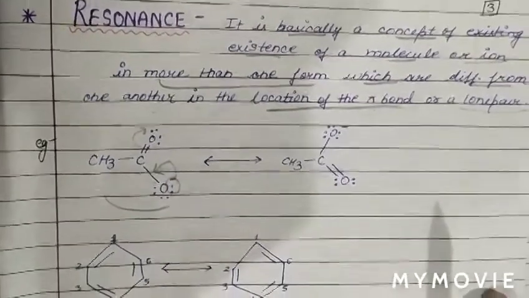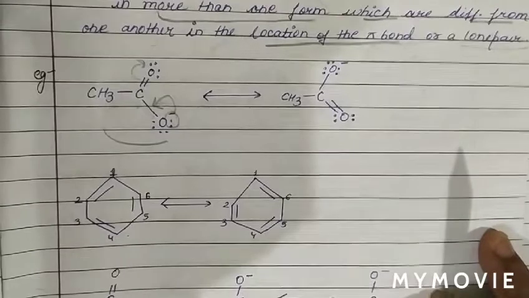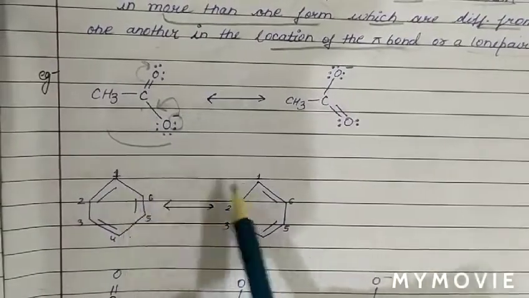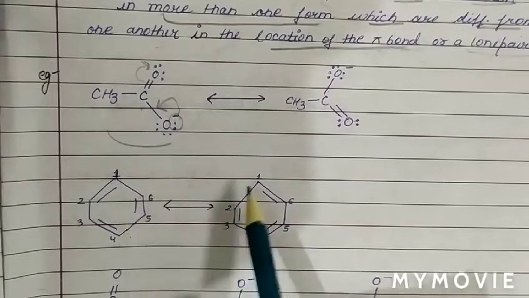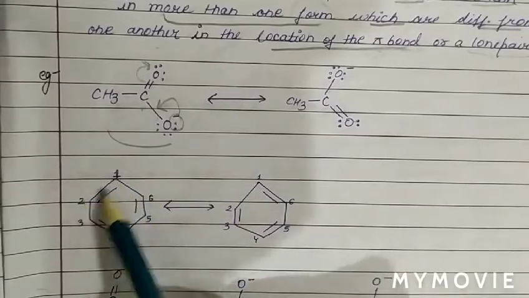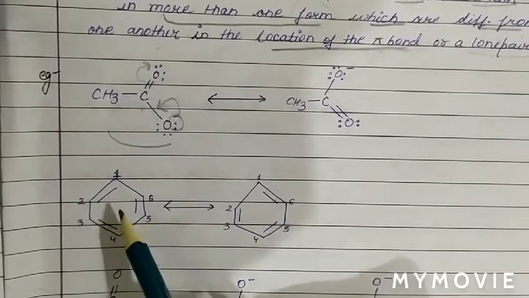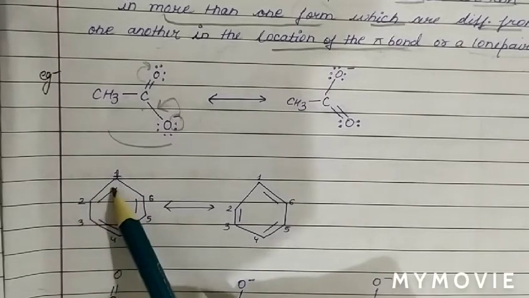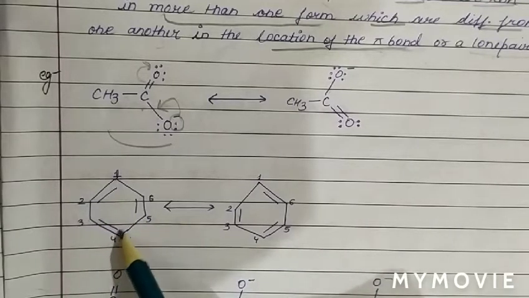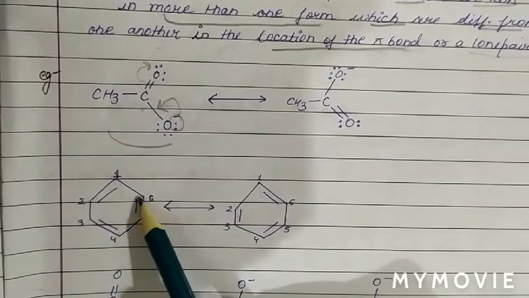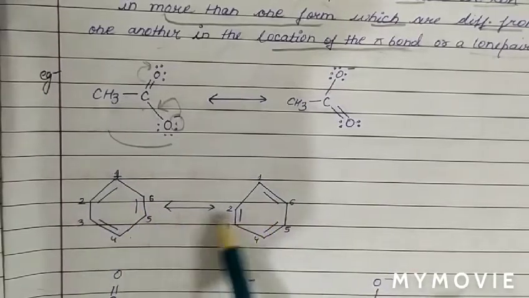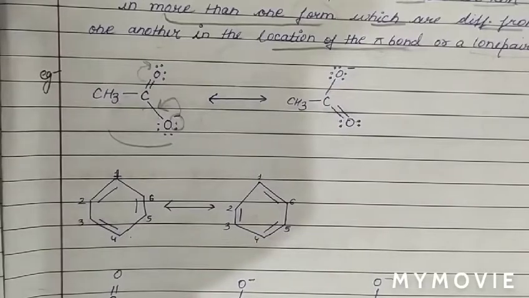Now see another structure of resonance. We know in benzene also there is resonance. So basically benzene has two resonating structures. First there is a pi bond between 1 and 2 position. The pi bond between 1 and 2 will shift between 2 and 3, the 3 and 4 pi bond will shift into 4 and 5, and the 5 and 6 pi bond will shift into 1 and 6. So these two structures are called resonating structures of benzene.